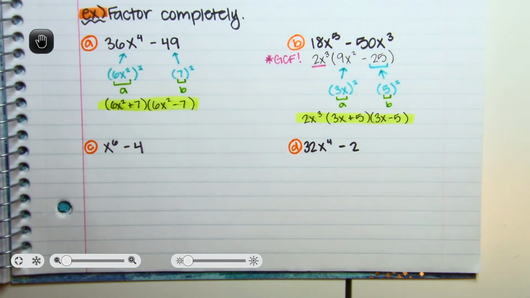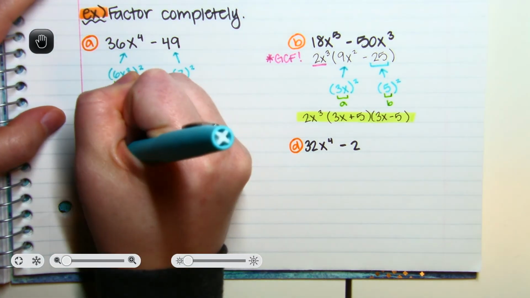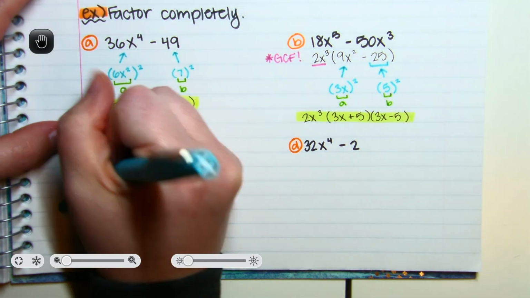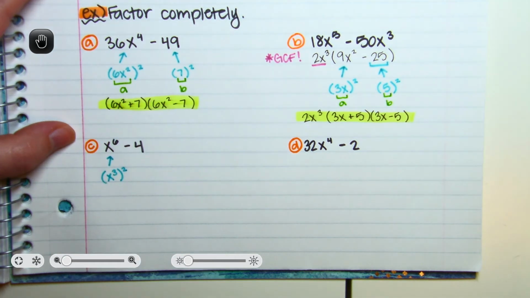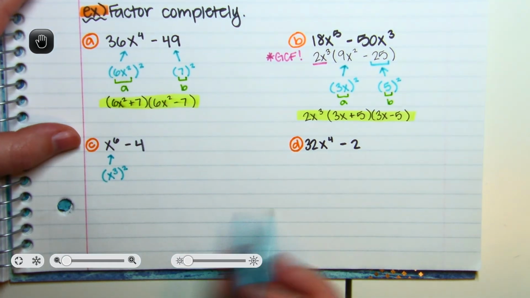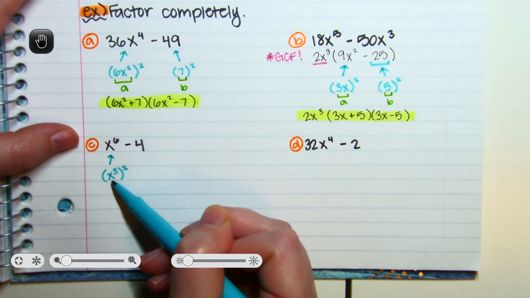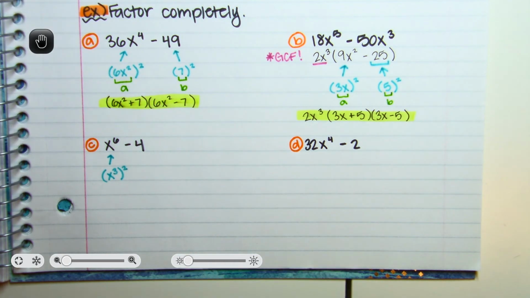Next two examples we're going to look at, part C. This is subtraction. It is two terms, and they are both perfect squares. X to the 6 is a little bit tougher to see that it is a perfect square, but it is. This is x cubed squared, because remember the properties of exponents. When this exponent is raised to a power, you multiply. So this is x cubed times x cubed, which gives us the x to the 6th.